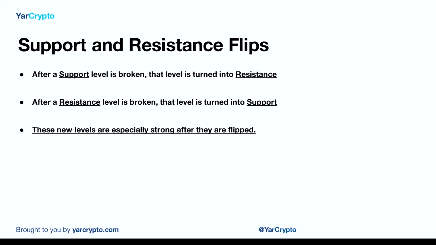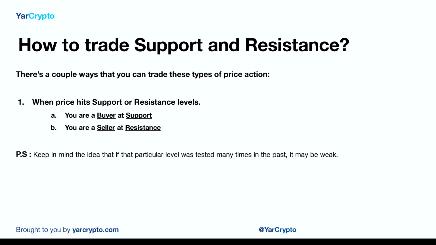But how do you actually trade these kinds of breakouts and support and resistance? Essentially, there's a couple ways that you can trade these types of price action. The first one is when price actually hits support or resistance levels. Basically, you are a buyer at support and you are a seller at resistance. But when you are buying or selling, you should keep in mind that if a particular level was tested many times in the past, it may be a little weak and it may break more easily than before.